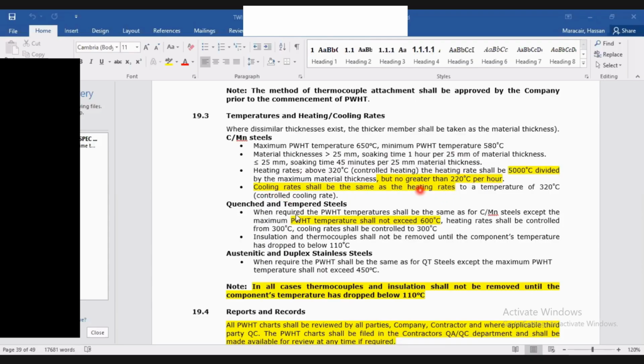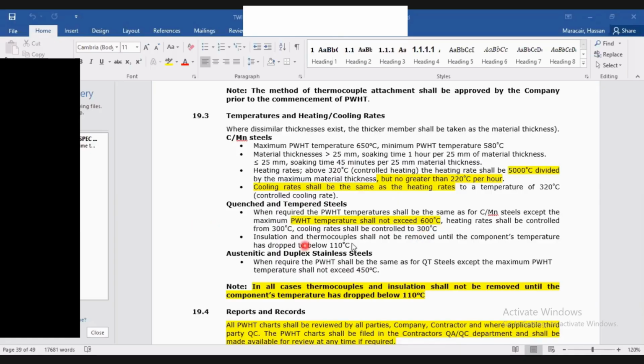All right, look at quench and temper. When required, PWHT shall be the same, but shall not exceed 600. The difference here is 650 for carbon manganese, while quench and temper says 600. Heating rate shall be controlled from 300. Cooling rate shall be controlled to 300. So it's a bit different from carbon manganese, which asks for 320. All right, 320. Quench and temper, 300.